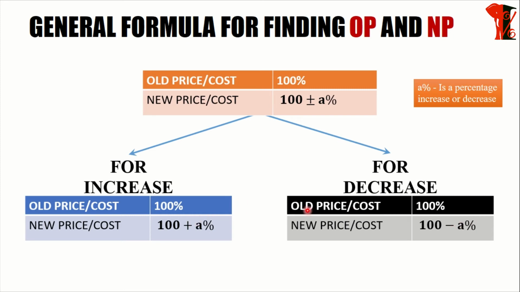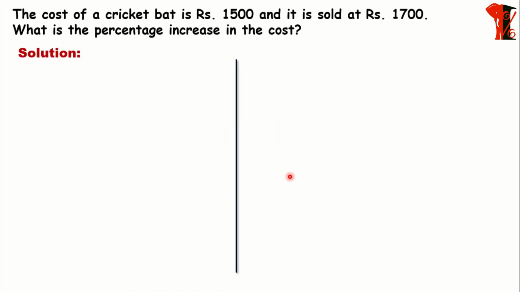If you understand these two perfectly, all our discount, tax, profit, loss, everything will come under the same table, and we can understand it in a much better way. Let us work on an example.